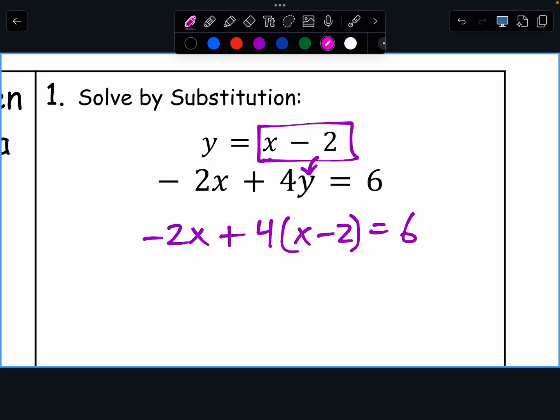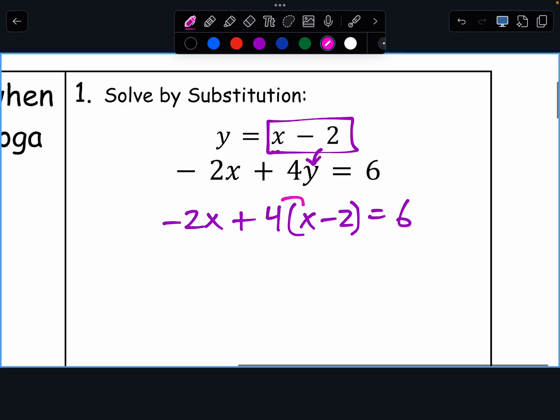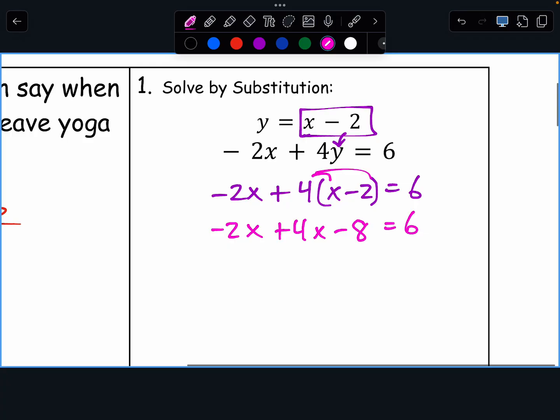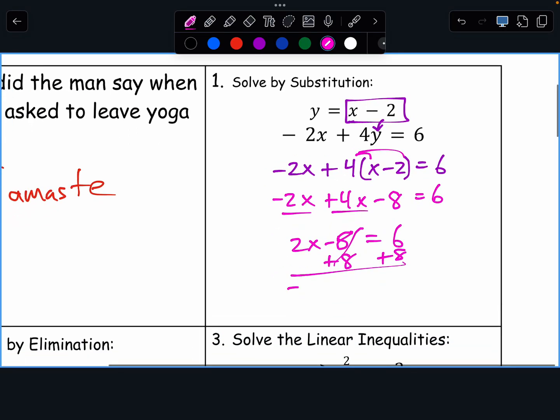To solve that, I distribute and solve. So negative 2x plus 4x minus 8 equals 6. Then you solve from there. I combine like terms, that's 2x minus 8 equals 6. Then we add 8 to get rid of that, saving the x for last. So 2x equals 14. Divide by 2, and we get x equals 7.